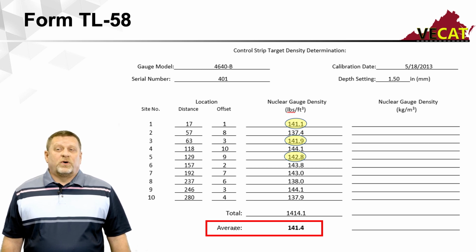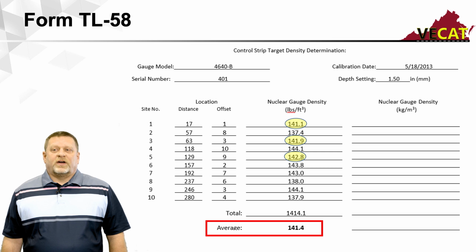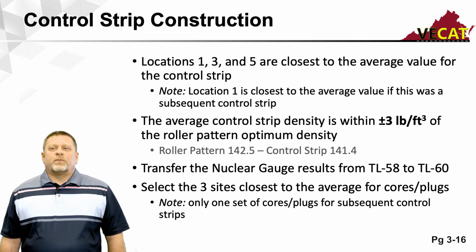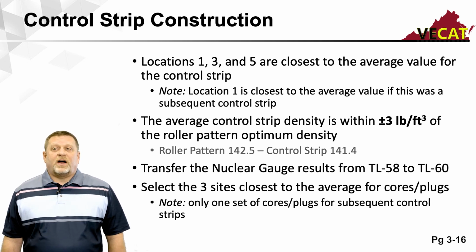Test site number 3 will also be a plug or core site, and test site number 5 are the sites that will be actually taking our plugs or our cores. To do this, we determined that sites 1, 3, and 5 were the closest to the control strip average.